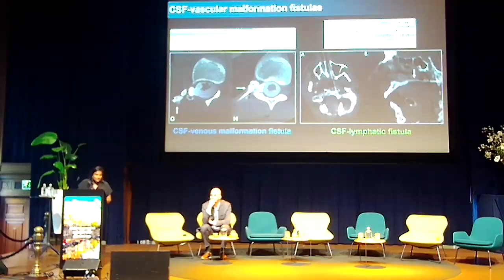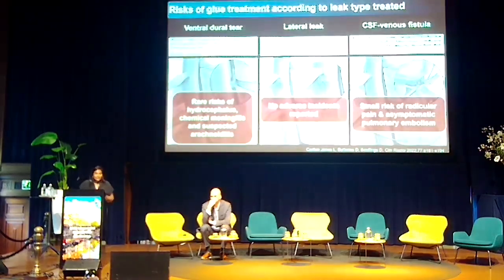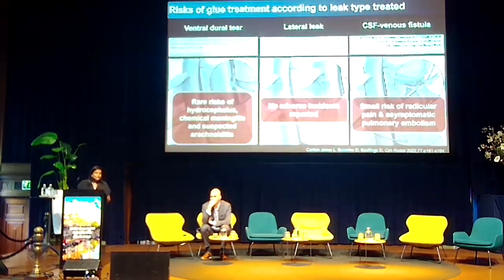I haven't had experience with this, but Andy Callan and Mark Mamluk have also used fibrin for CSF vascular malformations, and Andy recently published a case with CSF lymphatic fistula as well. So this can be used for other indications. But there are risks of glue treatment, and these differ according to which type of leak you're treating.